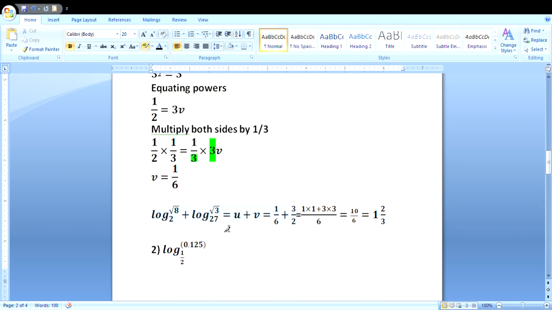Here we've known that u plus v, or v plus u, is equal to 1 over 6 plus 3 over 2, because u is 3 over 2 and v is 1 over 6. By addition, the LCM of 6 and 2 is 6. So 6 divided by 6 is 1, 1 times 1 is 1. 6 divided by 2 is 3, 3 times 3 is 9. So 1 plus 9 is 10 over 6.